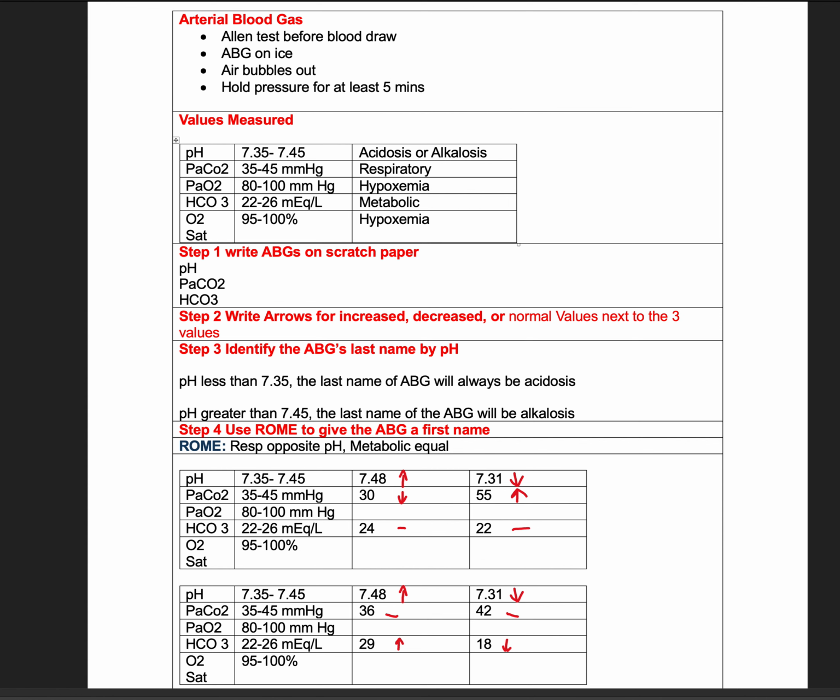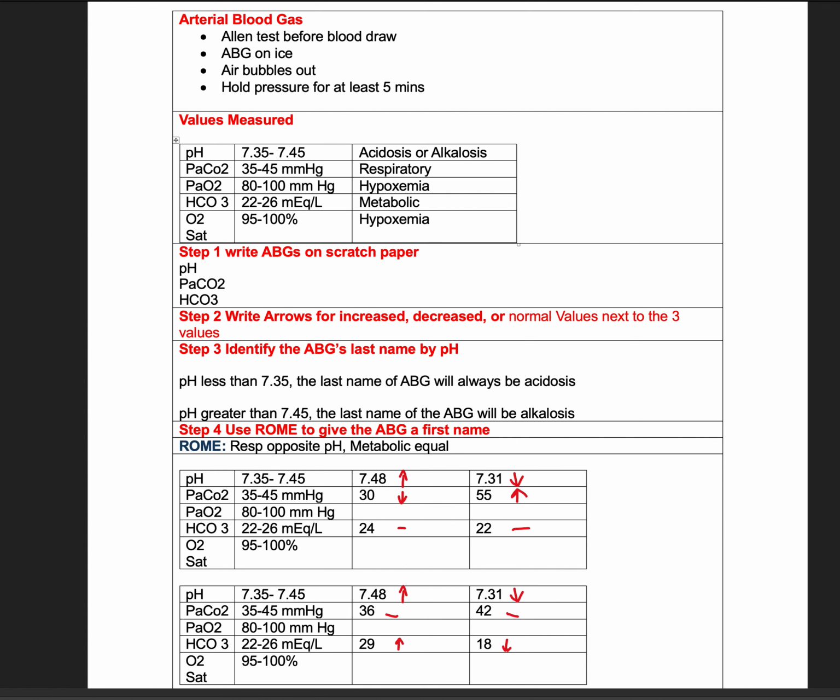Okay. The respiratory component of the ABG is the CO2, the PaCO2. That stands for partial pressure of carbon dioxide. But here's the thing, we shorten it to CO2. So the normal is 35 to 45. For the PaO2, it's 80 to 100. And if it's less than 80, the patient's hypoxemic. The bicarb, the normal is 22 to 26, and it's the metabolic component of the ABG. The O2 sat should be 95 to 100. And if it's less than that, the patient possibly could be hypoxemic.